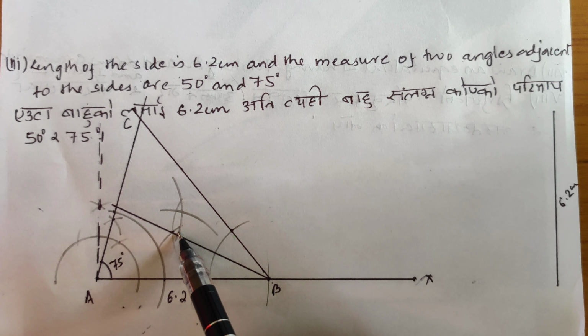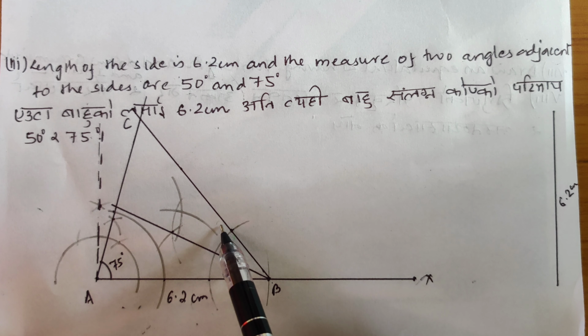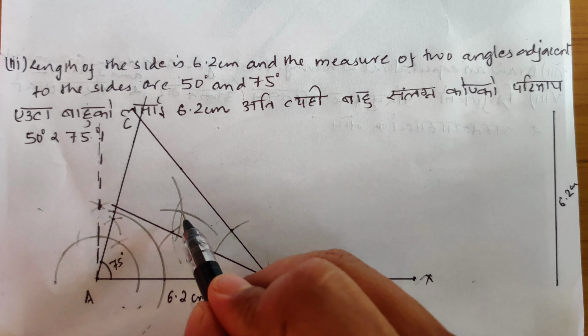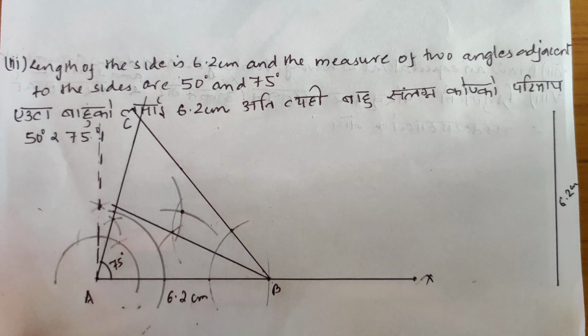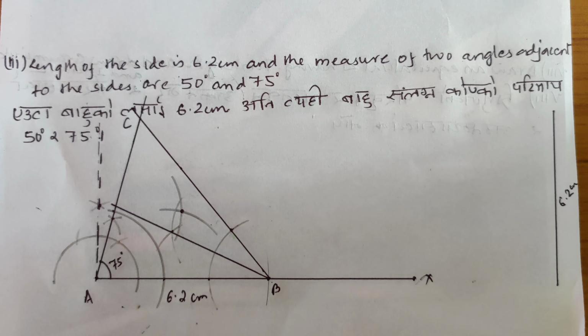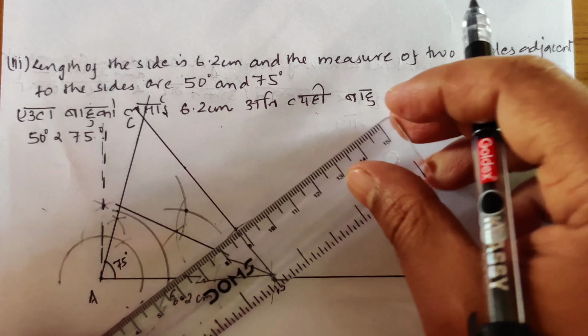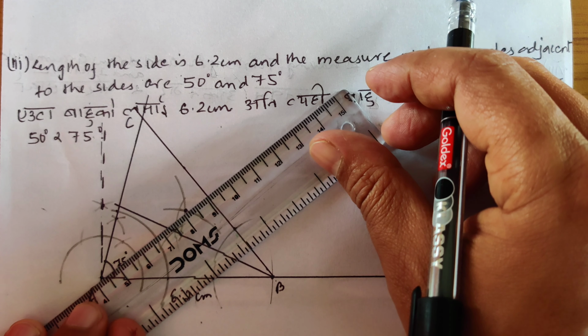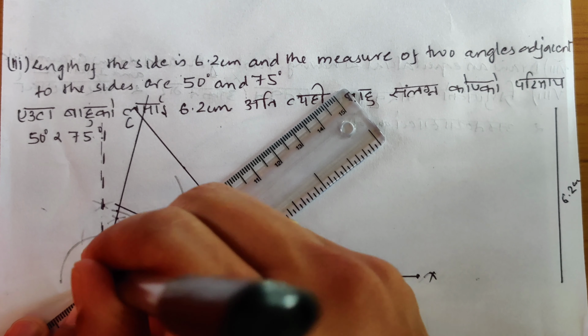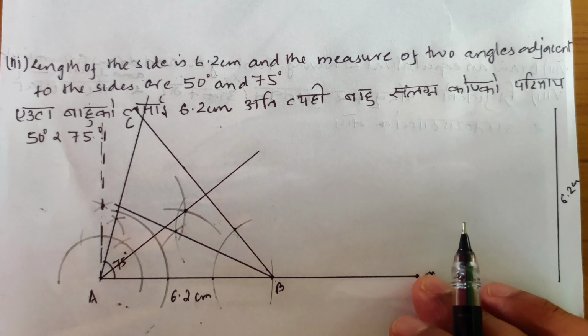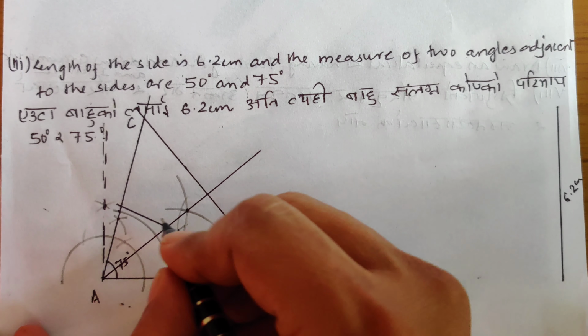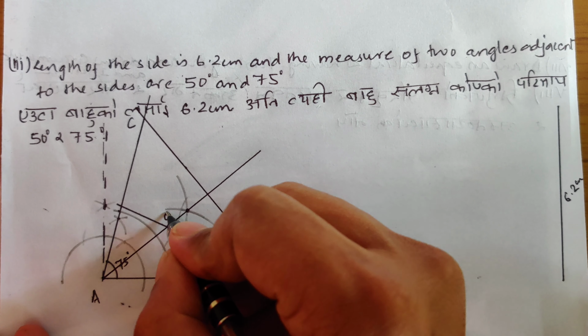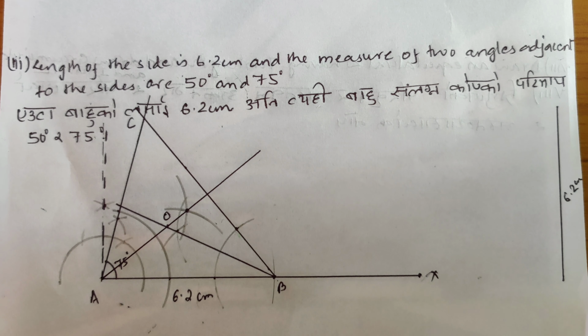This was the first arc, this is the second arc, this one. So this is the point. If you're confused, rewind the video and check. You all know how to draw angle bisectors, so I don't need to keep on mentioning it. So the meeting point is O. Now let's go back to our steps.